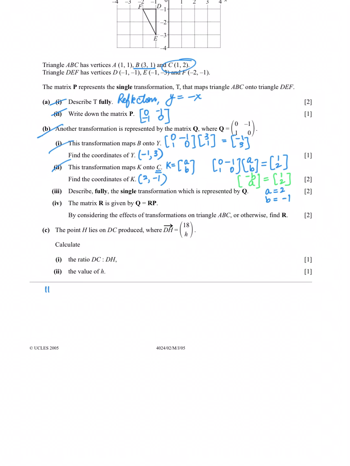Alright, so moving on to the next one, we had done part 2b, part 3, and I am attempting part 3 here because of less space. So it says describe fully the transformation which is represented by Q. So Q is basically a matrix of rotation, and we need to define the direction. So it's anti-clockwise. Alright, anti-clockwise. So that is your part 3 answer.